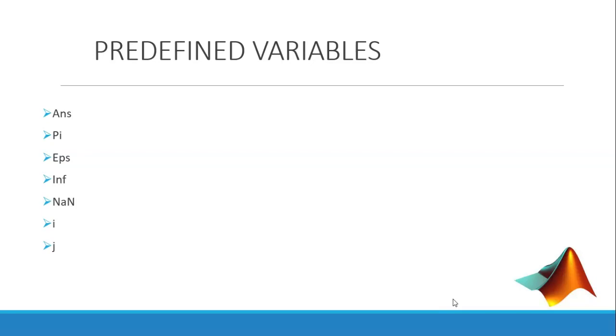So now let's look at some of them. The first one is ans, short for answer. If I type, let's say, A is equal to 2, and I press enter, it will give me ans equal to 2. So ans holds the value of the most recent calculation if the calculation was not stored in a variable. Now the next one is pi.